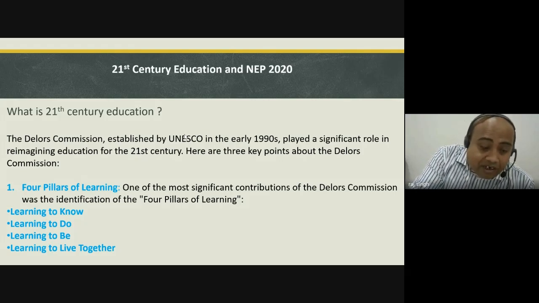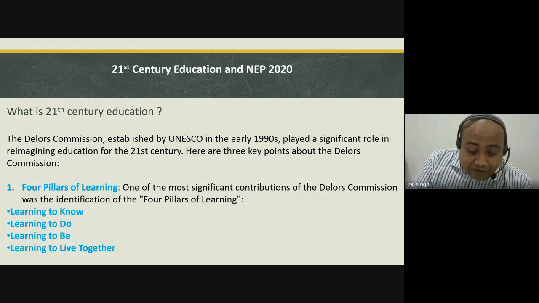And second was the learning to do. This focuses on equipping individuals with the skill to apply knowledge to the real world. It's about competency based education, emphasizing not just knowledge acquisition but also the ability to perform tasks and solve problems. You know, in the changing job market and the global economy, students must be prepared with skills that make them adaptable, innovative, and capable of solving new and pressing challenges.